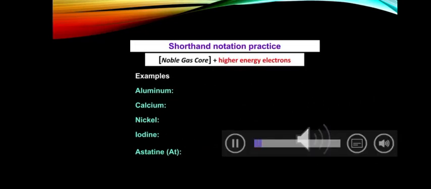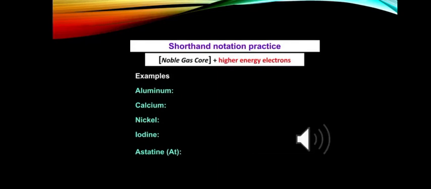So this slide is for shorthand notation practice. That is, when you are at a higher atomic number, you can use the last noble gas core, and after that you write the higher energy electrons. You are given some examples: for example, aluminium, calcium, nickel, iodine, astatine. So you have to write down the electronic configuration, but with the last noble gas electron core.